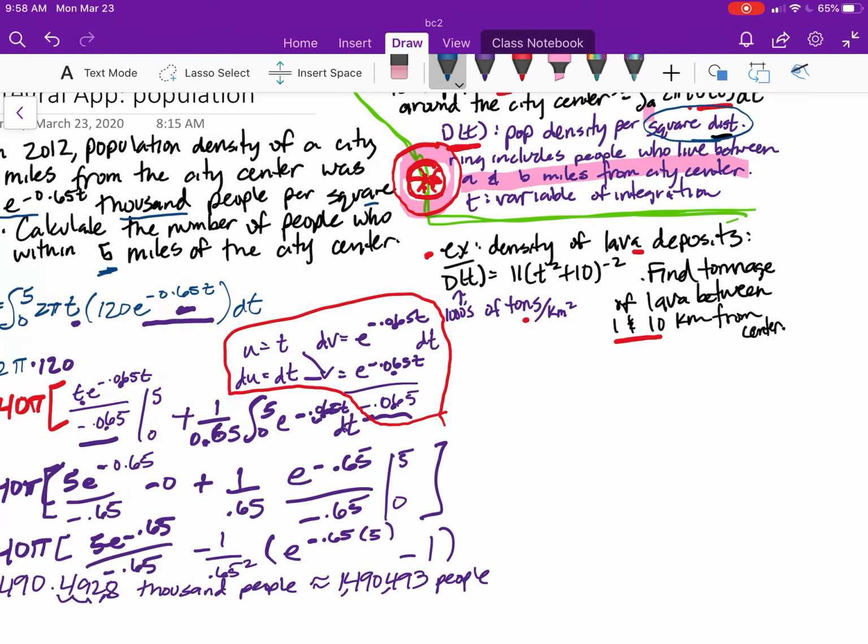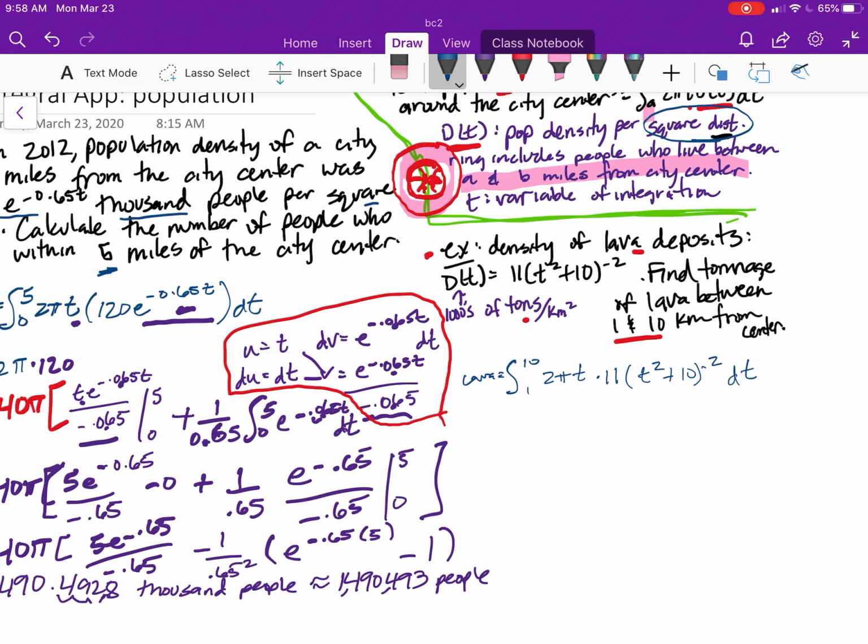Okay. So we have this density function. Remember, the formula says between 1 and 10, right? So we're going to get how much lava from 1 to 10, 2 pi t, and then the density function is 11 over t squared plus 10 to the negative 2 dt. And like I said, it shouldn't be as bad. I think it just looks ugly.